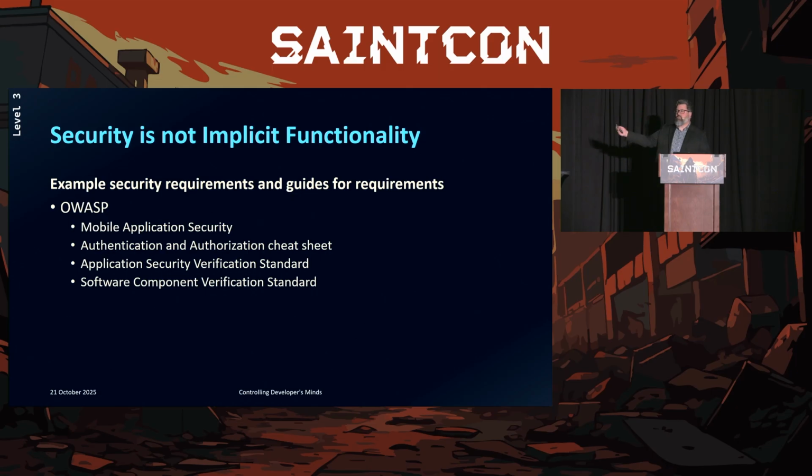We can reach out to different OWASP projects like the Mobile Application Security Project or Authentication and Authorization Cheat Sheets. There's the Application Security Verification Standard and the Software Component Verification Standards. Those all include software requirements that we don't want to just dump into our own applications, but they can be used as a reference in order to guide us as we help build requirements.